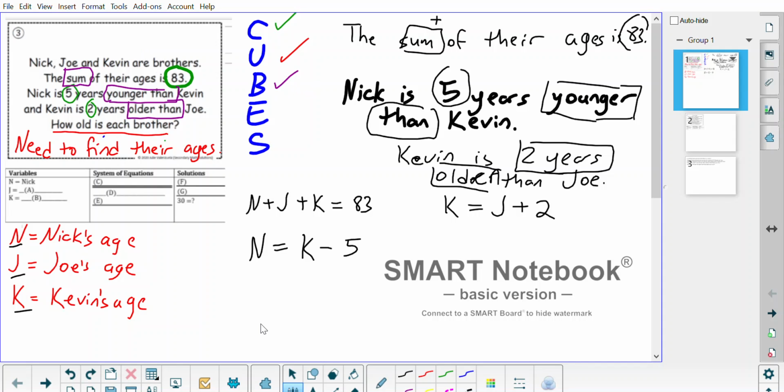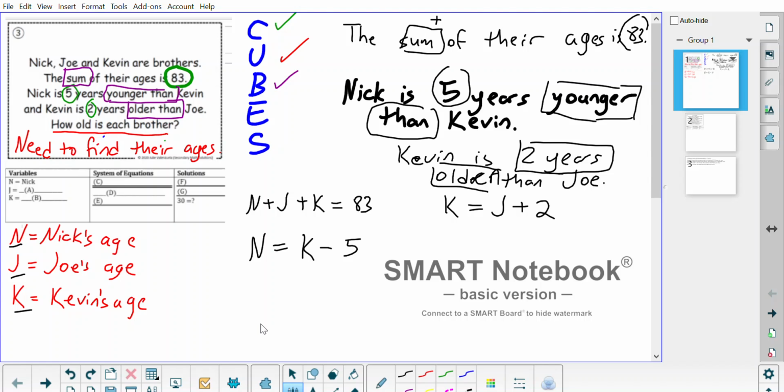Okay, everyone. Hi. So this is a continuation from what we left off in class. Over here we have this word problem about Nick, Joe, and Kevin, who are brothers. The sum of their ages is 83. Nick is 5 years younger than Kevin, and Kevin is 2 years older than Joe. How old is each brother?